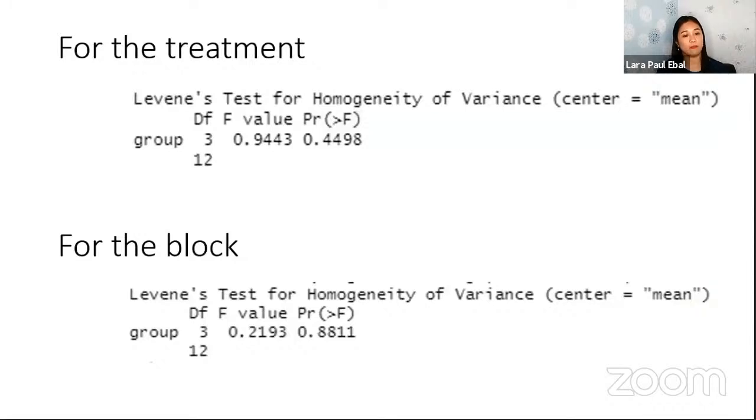So this is an example. We have this Levene's test result, the p-value that's greater than alpha for the treatment and even for the block, 0.88. It's still greater than alpha. So therefore, we have satisfied the assumption of what? The homogeneity of error variances.